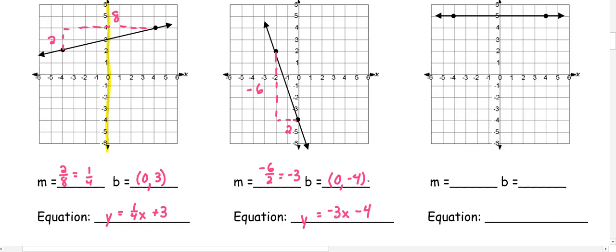Number 13, remember that any horizontal line always has a slope of 0, and my y-intercept is 0, 5. So my equation would be y equals 0x plus 5. Remember, 0 times x is just 0, so my equation is y equals 5.